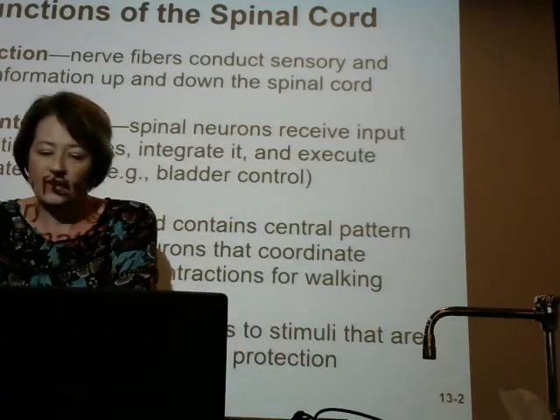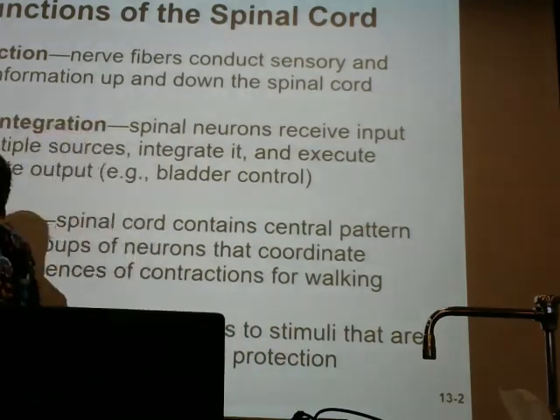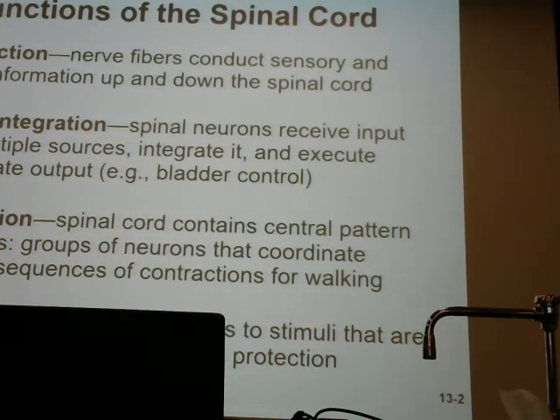Now, reflexes. Even though when we look at the skeletal muscular system, we say that it's voluntary, that it's under our control, the one part of that skeletal muscular system that isn't is reflexes.